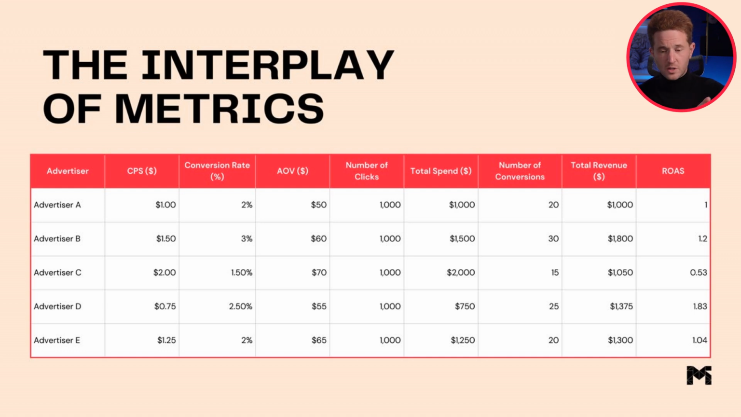And then you get your number of conversions, total revenue, and ROAS. But look at advertiser D. He has a 75-cent CPC, a 2.5% conversion rate, but his average order value is lower. It's $55. It's the second lowest on the chart compared to $65, 70, 60. But look at his ROAS. He's almost doubling. His income is almost double his ad spend. He's doing more revenue than advertiser E with a $65 AOV and advertiser C with a $70 AOV. Why? Because his CPC is lower and his conversion rate is higher.